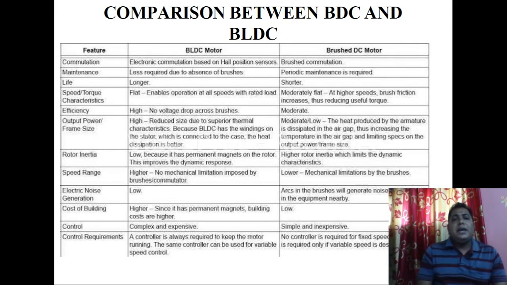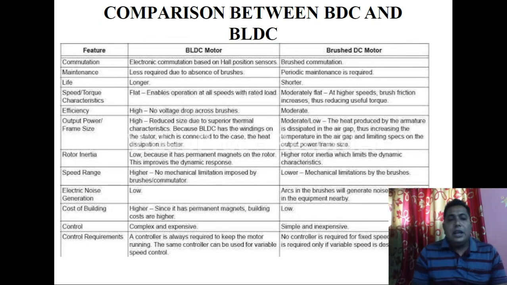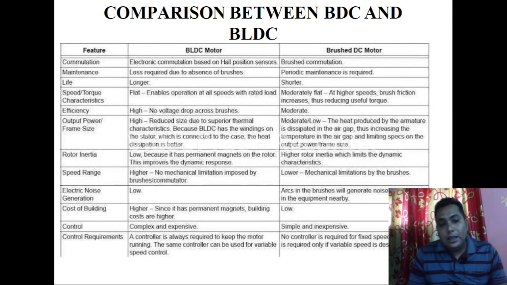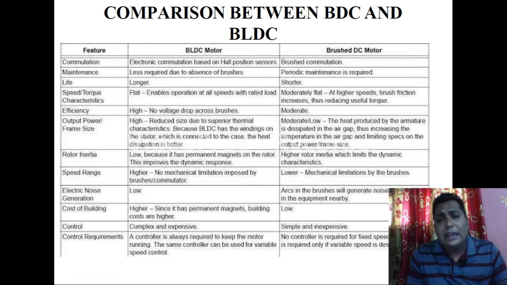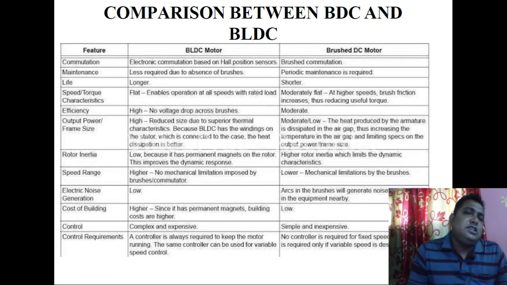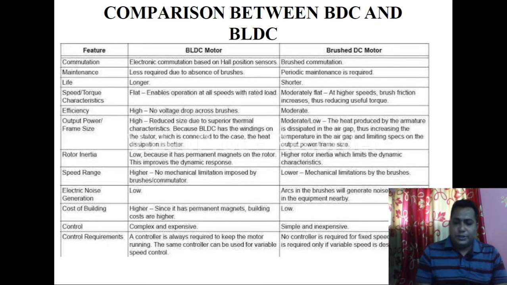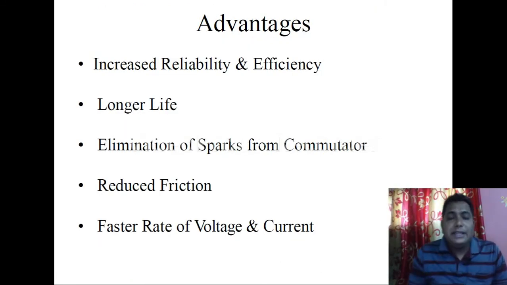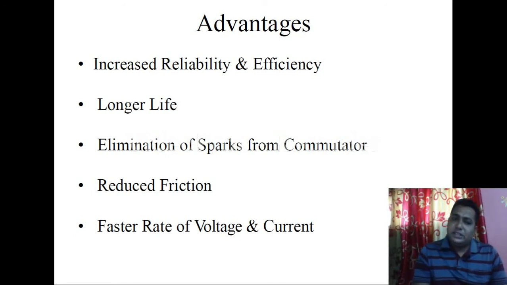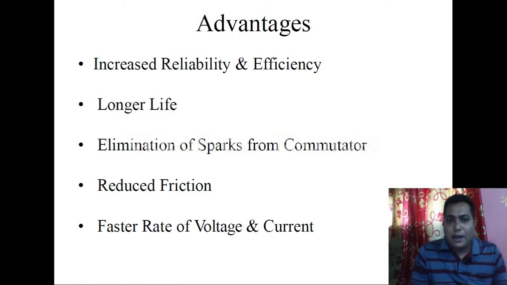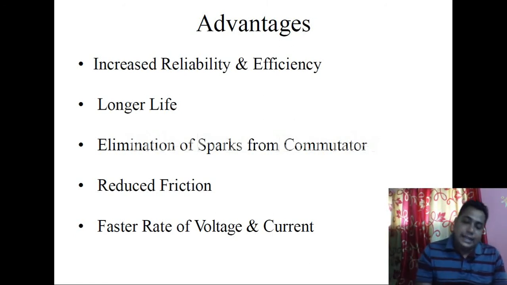Like this, there are output power, frame size, rotor inertia, speed range, electronic noise generation, cost of building, and control requirements. On those parameters we can differentiate the brushless DC motor from the brushed DC motor. Let us see what advantages we have of this BLDC. It increases reliability and efficiency, has longer life, eliminates spark from the commutator due to the absence of brushes, reduced friction, and a faster rate of voltage and current.